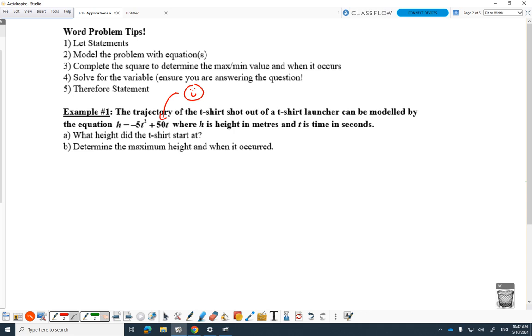The rest of this is just warm up. I'm warming up for the first question where the equation isn't given. Get ready. Equation given. If you're caught up in your algebra, this should be pretty straightforward. It says, what did the height of the T-shirt start at?